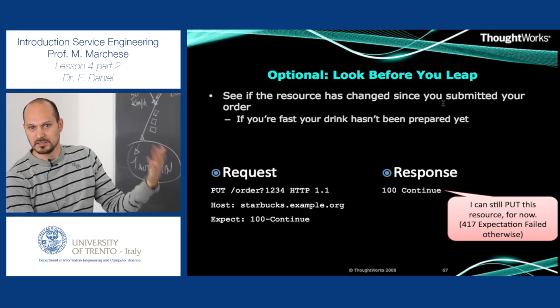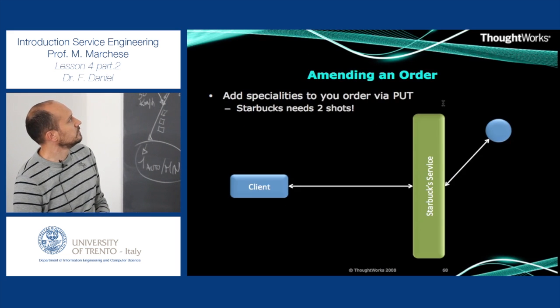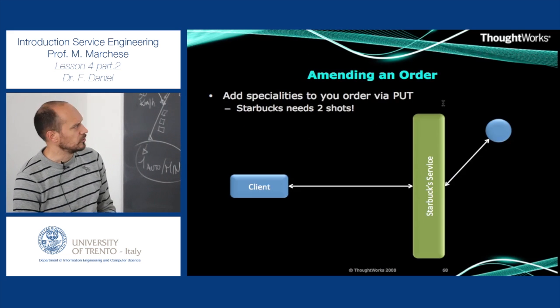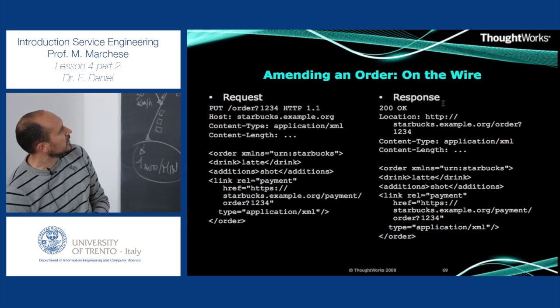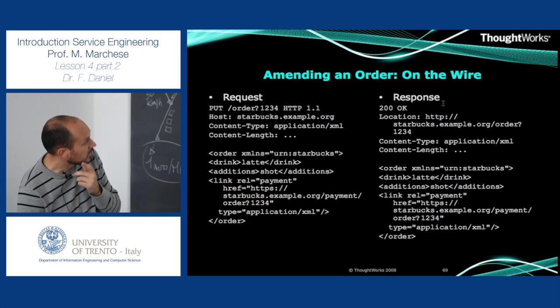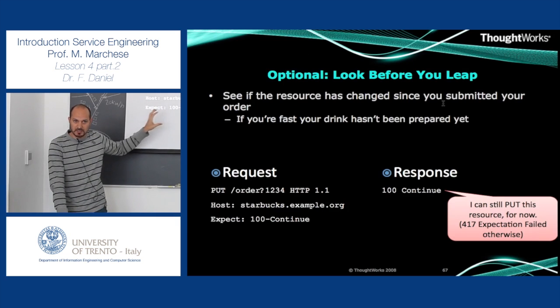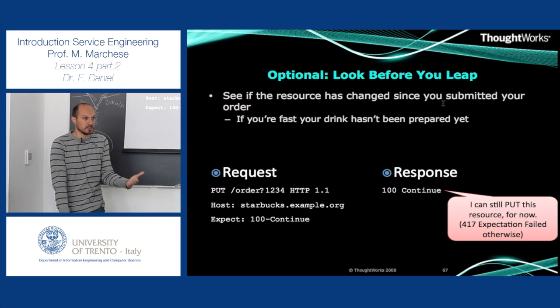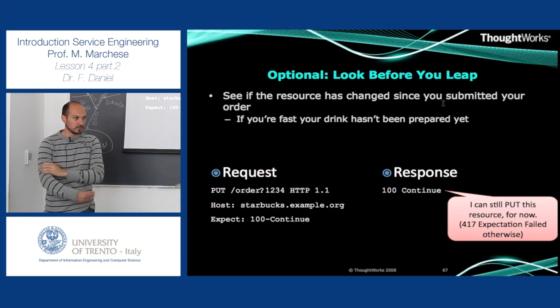So in this case, the resource has not been updated, so I can really update my order and add the additional shot of espresso. What we do before updating the order is check with the web server whether the order is still available for updates. Because if they already made the coffee, then ciao, it would be with only one shot. So with Expect: 100-continue, the 100 Continue response means, okay, the order is still open, you can work on it.